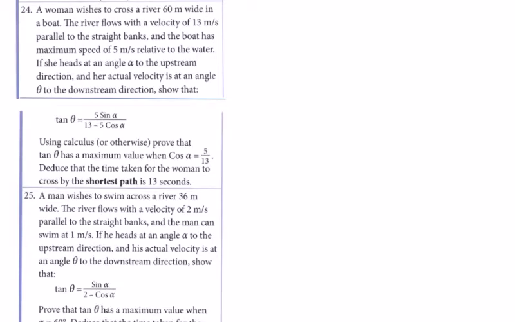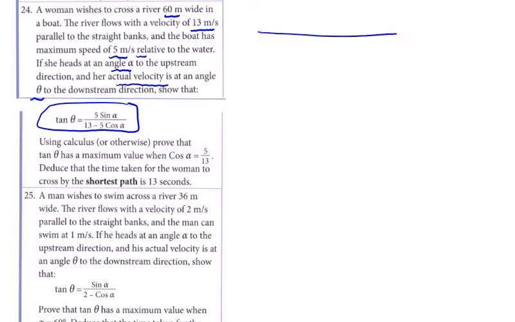A woman wishes to cross a river 60 meters wide in a boat. The river flows with velocity 13 parallel to straight banks, and the boat has a max speed of 5 relative to the water. She heads at an angle alpha to the upstream, and her actual velocity is at an angle theta to the downstream. Show that tan of theta is equal to this expression here.